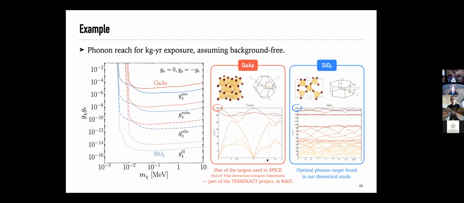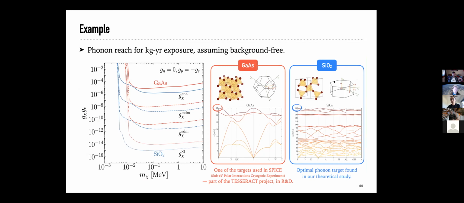So this is the dispersion relation in momentum space. Here, these letters label the high symmetry points in momentum space. We see that the highest phonon energies are around 35 meV.